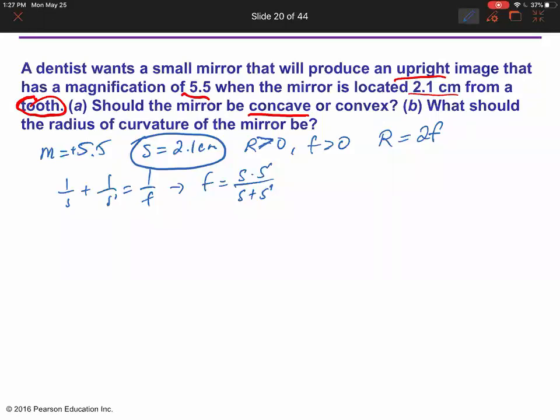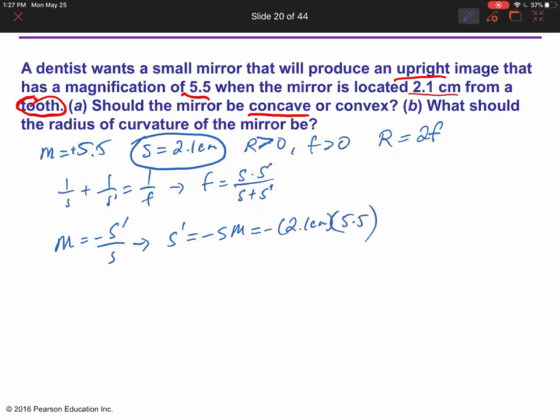But we are given magnification, and we know that magnification is negative s prime over s. That means I can use this equation to find s prime, which is negative s times magnification. So negative 2.1 centimeters times the magnification of 5.5.